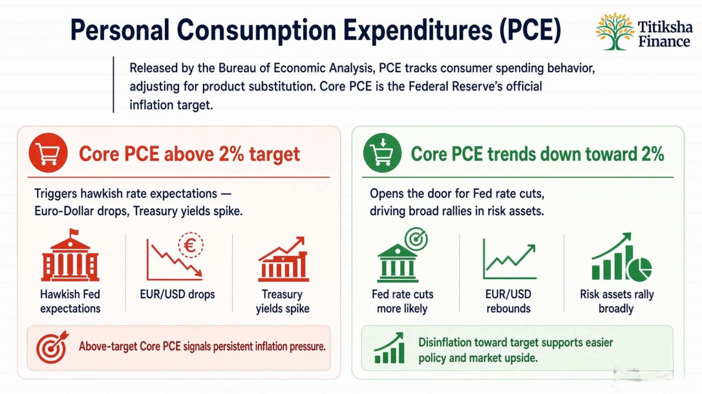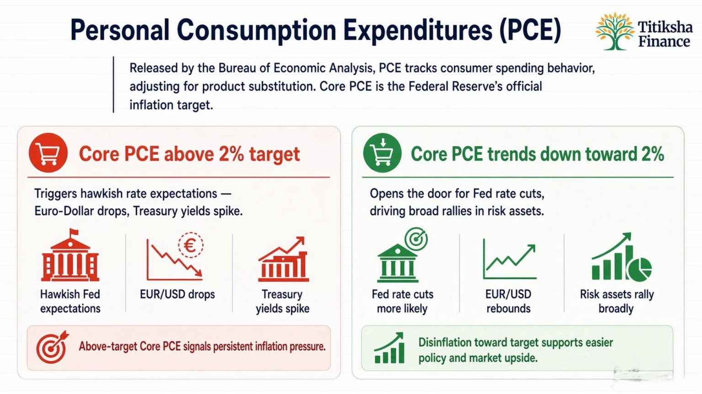Personal Consumption Expenditures, or PCE. Released by the Bureau of Economic Analysis, PCE tracks consumer spending behavior, adjusting for product substitution. Core PCE is the Federal Reserve's official inflation target. If core PCE comes in above the Fed's 2% target, it immediately triggers hawkish rate expectations, causing currency pairs like euro-dollar to drop while treasury yields spike. If core PCE trends cleanly down toward 2%, it opens the door for Fed rate cuts, driving broad rallies in risk assets.